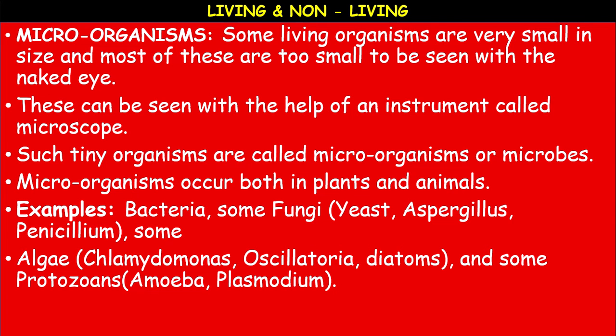Some algae and some protozoans. Algae is also a plant group: Chlamydomonas, oscillatoria, diatoms. These are a few examples mentioned here, very few, which are most common. And some animals like protozoans, amoeba, plasmodium. Apart from these, in between plants and animals, there is one group of organisms called viruses. Both plant viruses and animal viruses are there, and they are not considered as living organisms.